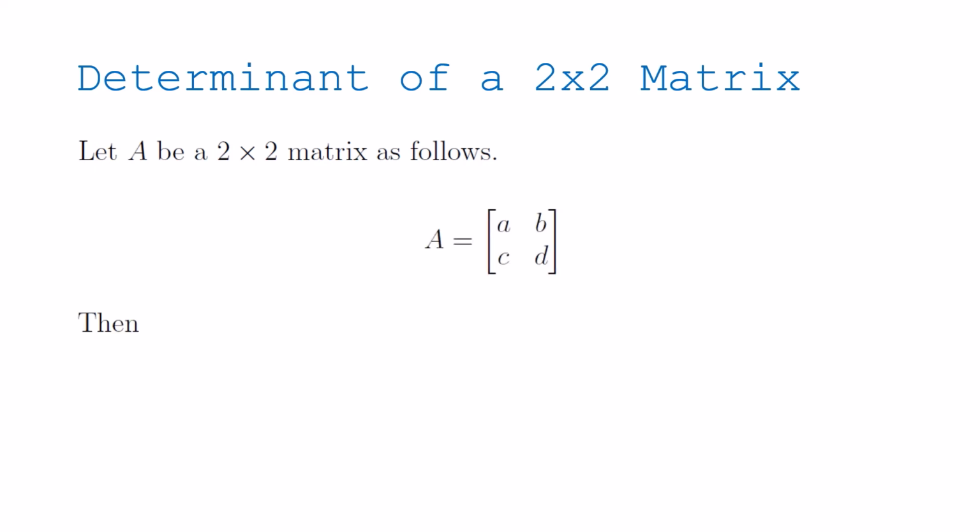Now let's go over how to compute the determinant of a 2 by 2 matrix. Suppose we have a 2 by 2 matrix A that has the entries A, B, C, D. Then the determinant of this 2 by 2 matrix will be given by AD minus BC.